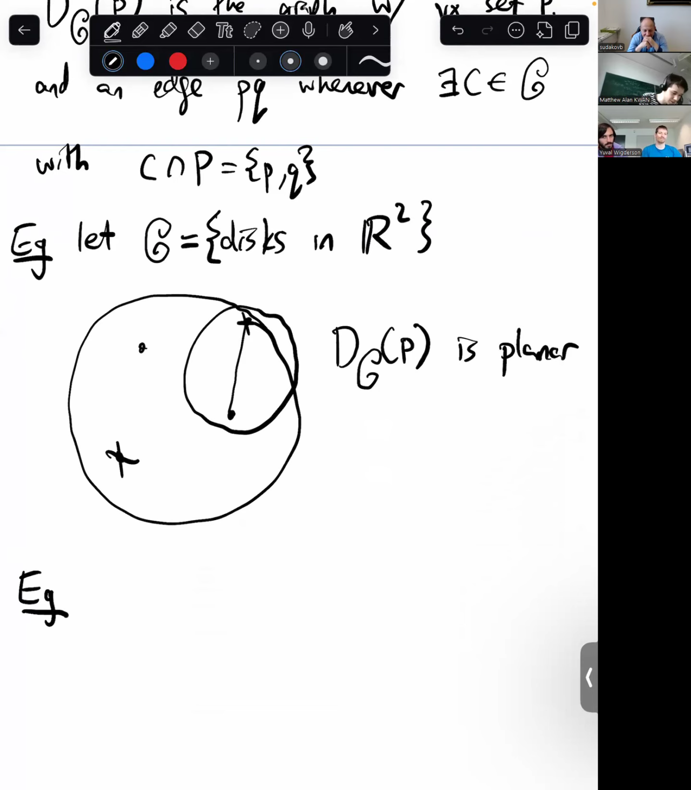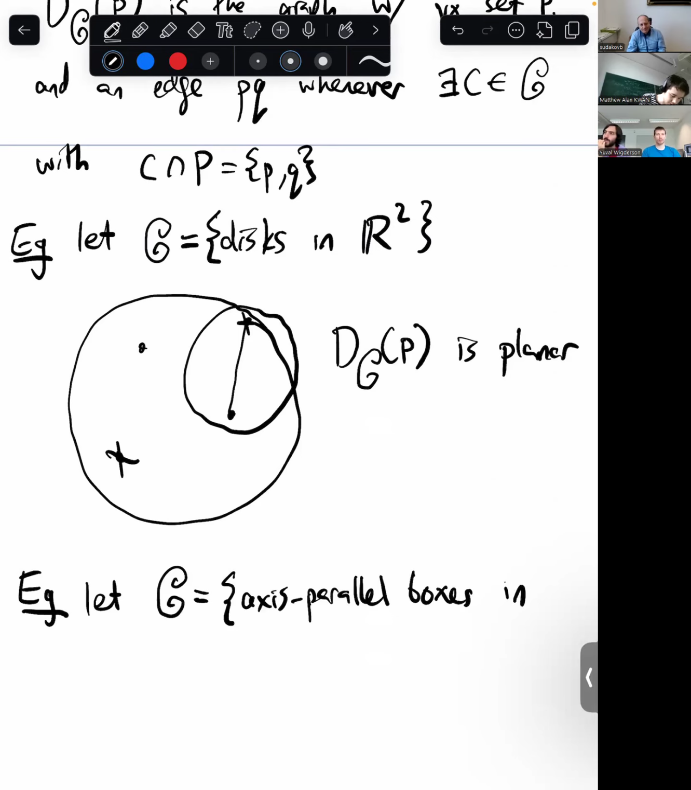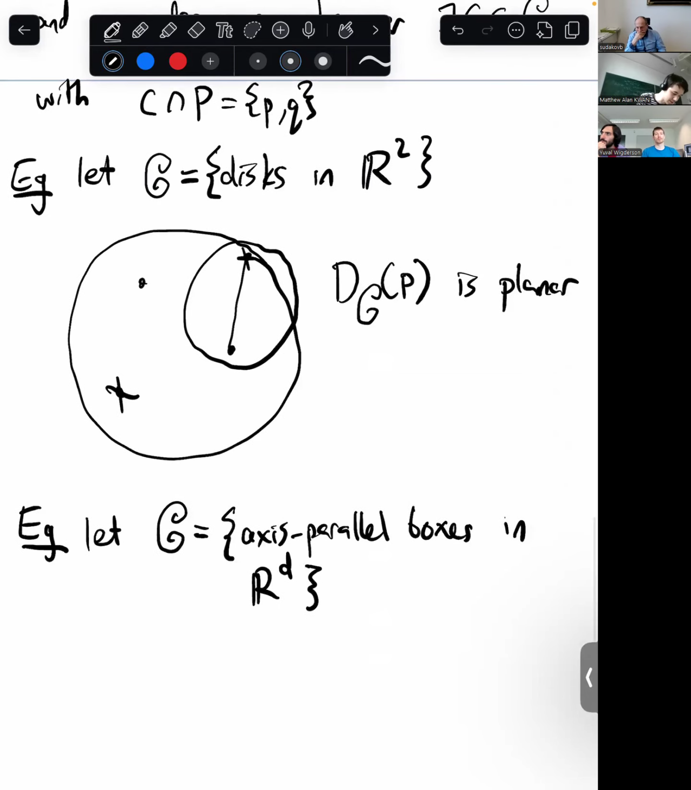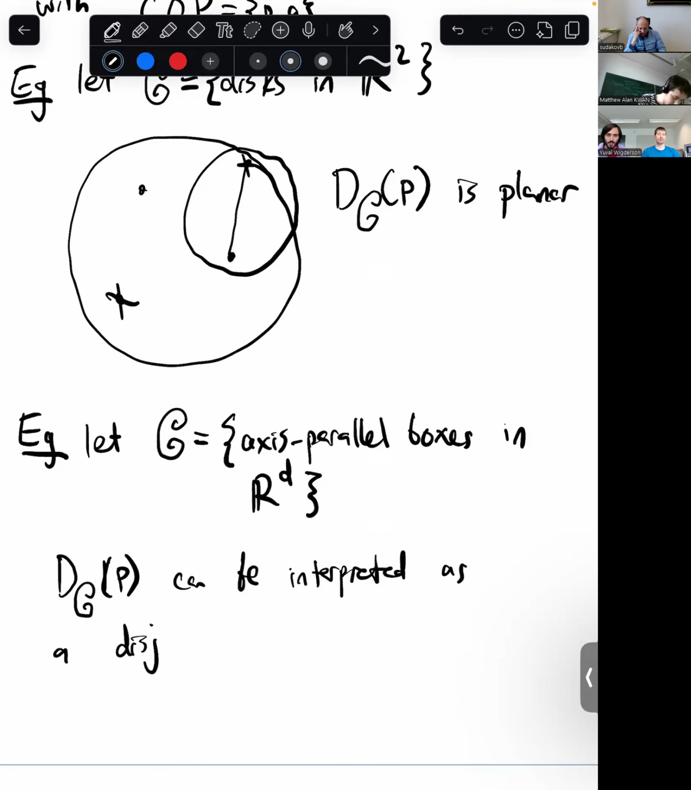Perhaps the second most important example, which is the one that's really relevant to the talk today, is what if I let C be the set of axis-parallel boxes, in any dimensional space? Meaning it's the collection of all convex bodies obtainable as a product of intervals in each dimension. Now the crucial fact here that makes them relevant to us is that in this case, the Delaunay graph of P can be interpreted as a disjoint union of 2 to the d minus 1 Hasse diagrams.